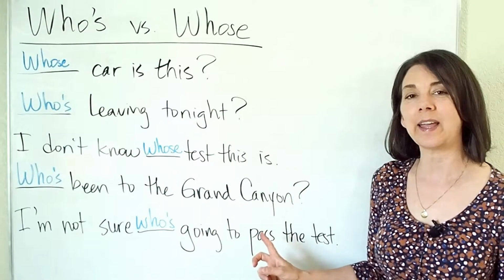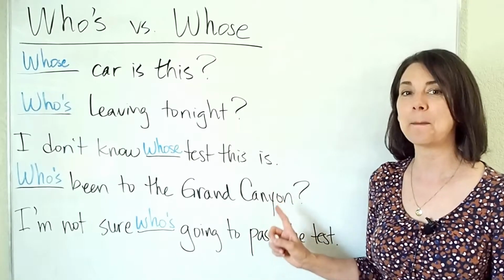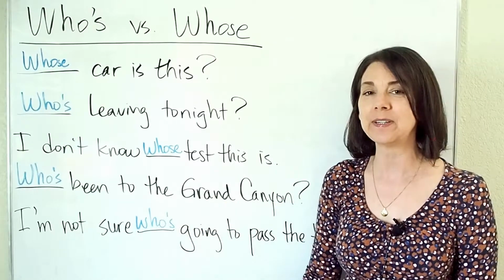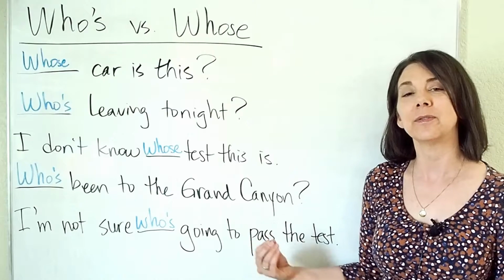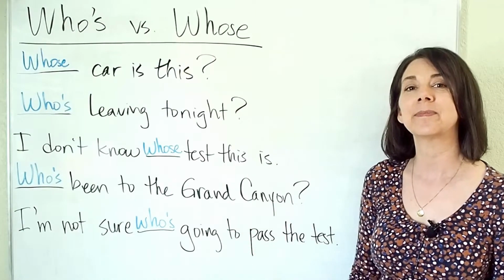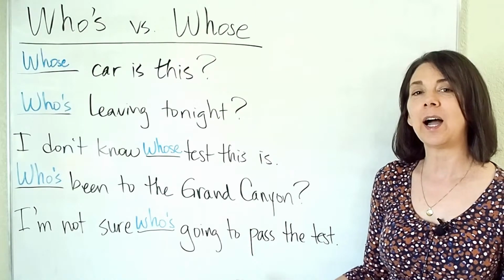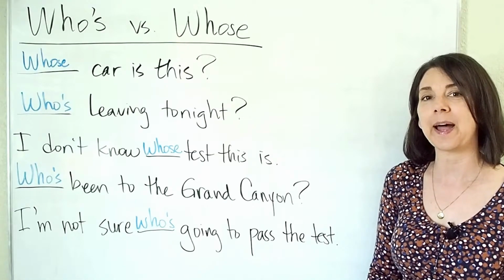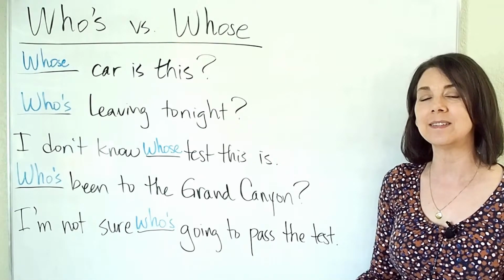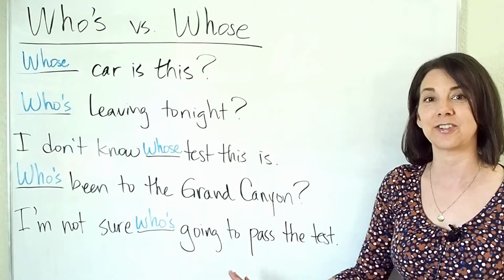Who's been to the Grand Canyon? Who has been? This is present perfect, so we can use the helping verb has. And finally, I'm not sure who's going to pass the test. Who is going to? This is a contraction.